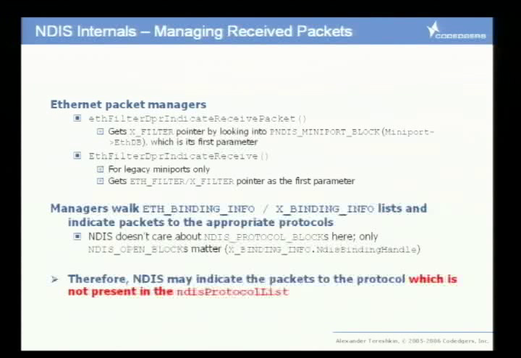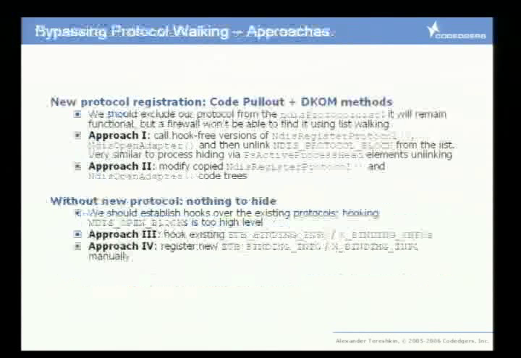But if this protocol is excluded from the protocol list, a firewall which walks this list will not notice this protocol, so it will not be able to hook it. There are 4 approaches to bypass firewalls that use protocol walking techniques. These approaches are targeted to somehow cheat the firewall and register a protocol that will not be present in this list, the protocol list head.